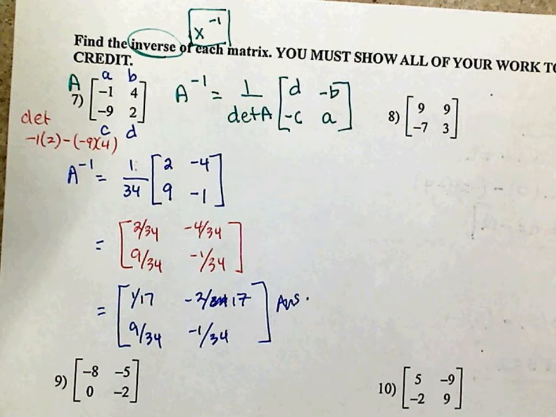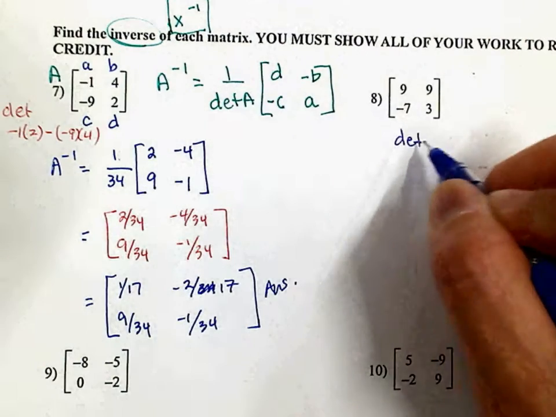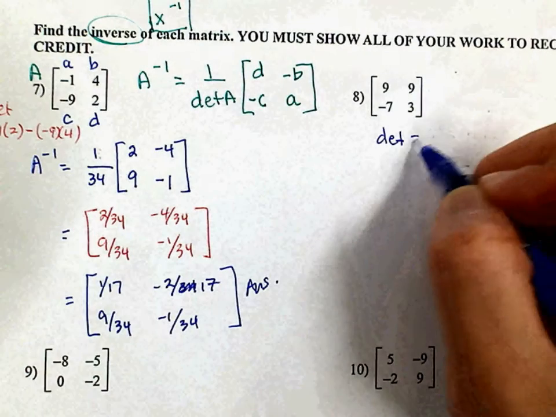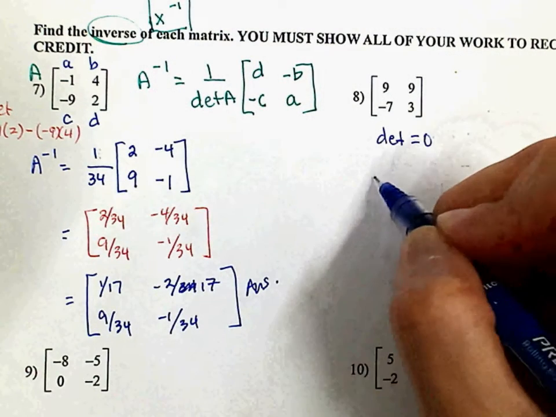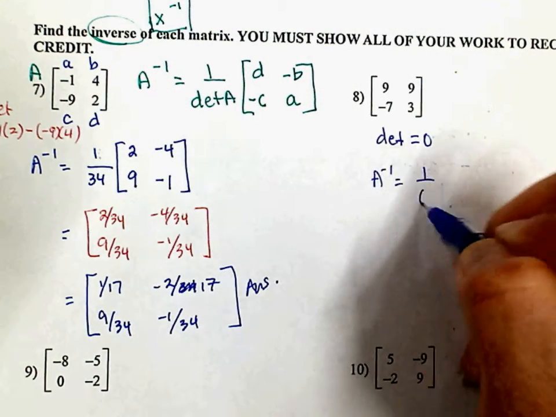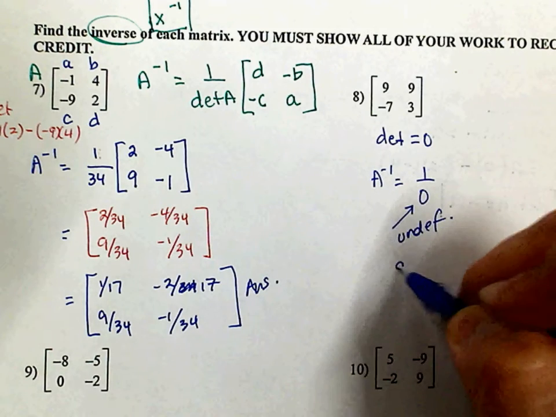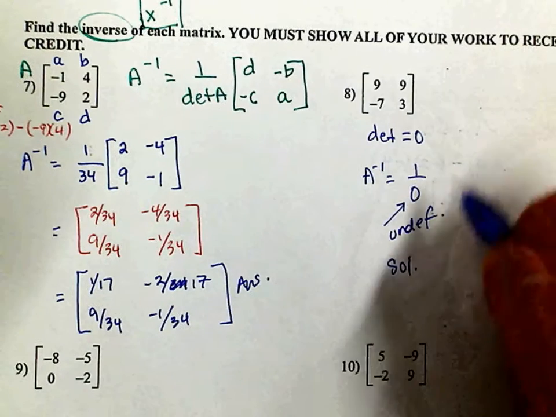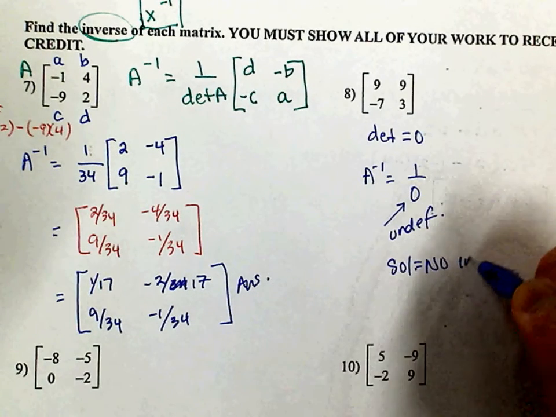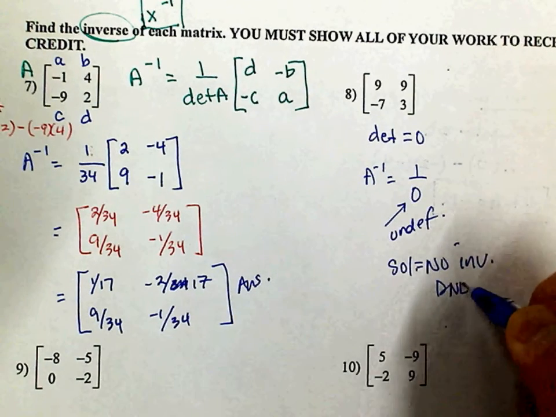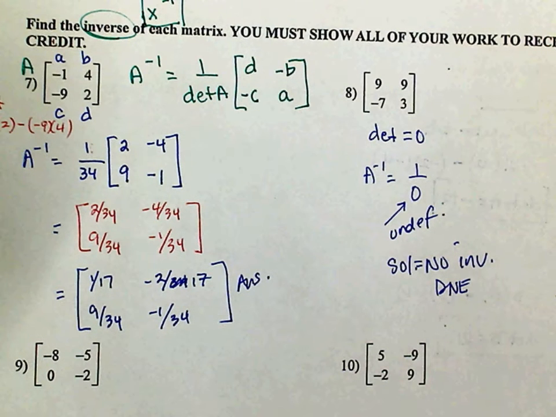Now sometimes you will not have an inverse. So if you find that your determinant is a 0, this one's not, when you go for the inverse, you have 1 over 0. This is undefined. If that's the case, your answer is no inverse. Or you can write DNE. They're not always going to exist. But you always have a determinant, but not always an inverse.